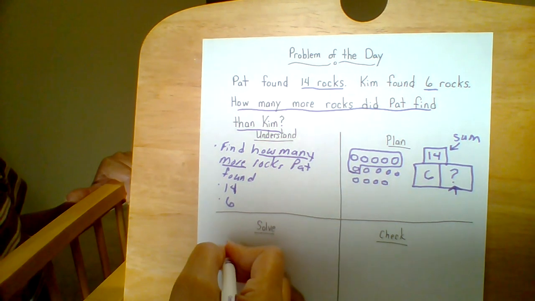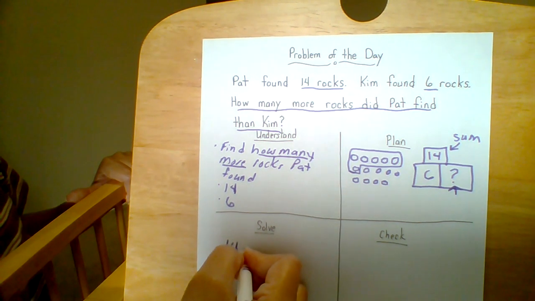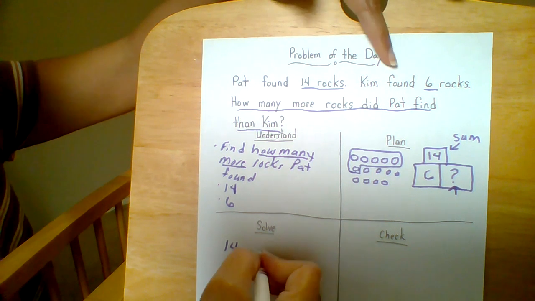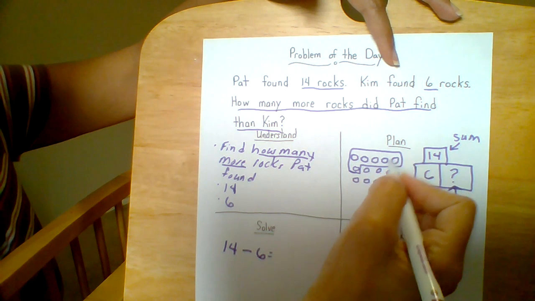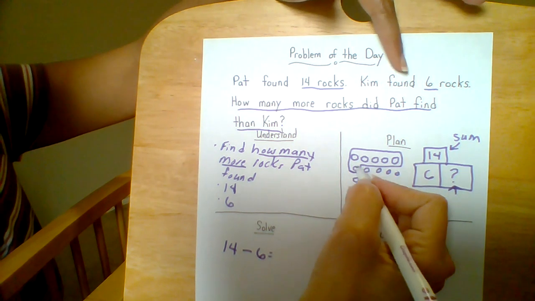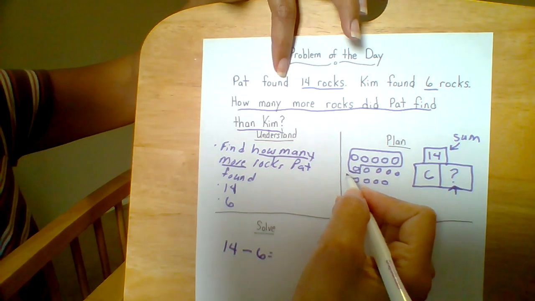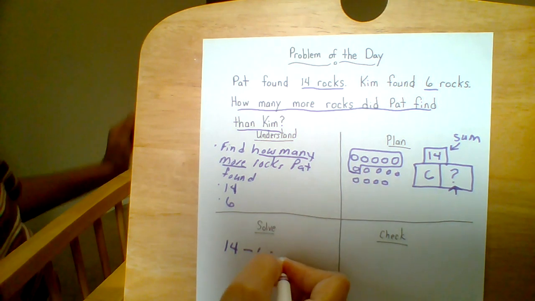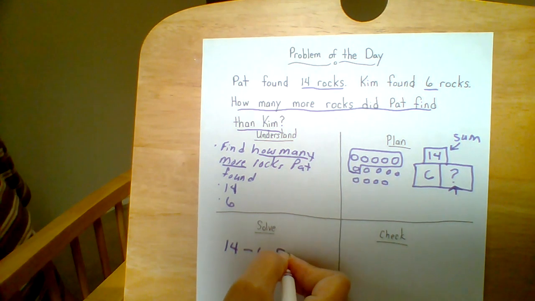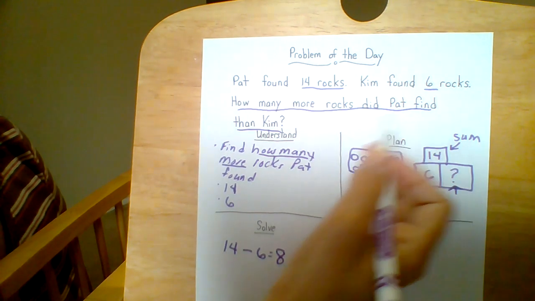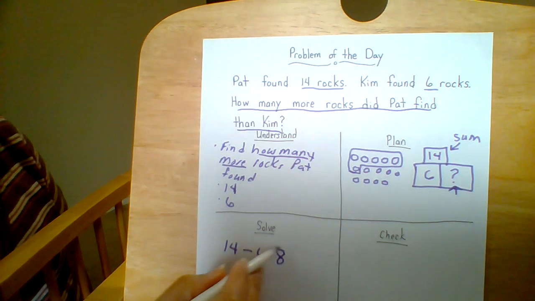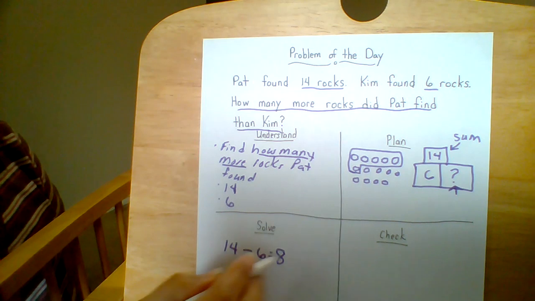So in my solve, I'm now ready to write my number sentence. I'm going to begin with my total, 14, and I'm going to subtract the 6. So I had 14 here, and I boxed off the 6 that Kim had found. They both found the same amount, 6, but Pat has 14. So 14 minus 6 will equal 8. So when I go back to my question, how many more rocks did Pat find than Kim? She found 8 more than Kim found.